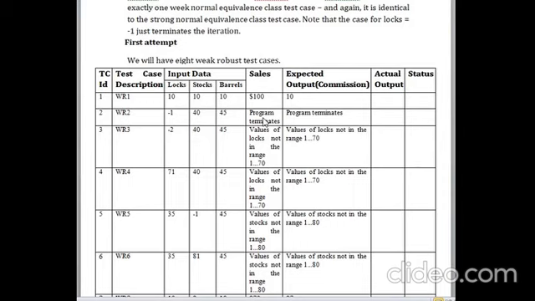So we already know that for equivalence class testing there are 4 partition sets: weak normal, strong normal, weak robust, and strong robust. Here, in the first attempt, we consider the weak robust. Robust means we give excess, large inputs, more than the range. For example, locks range from 1 to 70, so we give the values -1 and 71. That is the weak robust here.